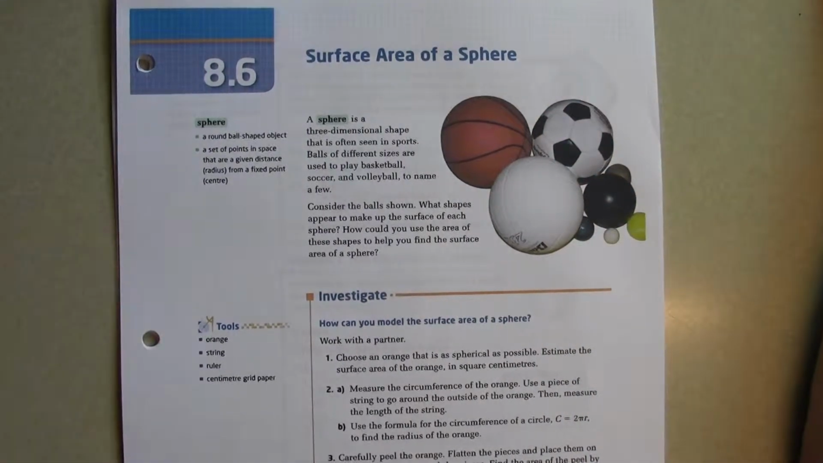The sphere is a three-dimensional shape that is often seen in sports. Balls of different sizes are used to play basketball, soccer, and volleyball, to name a few. Consider the balls shown. What shapes appear to make up the surface of each sphere? How could you use the area of these shapes to help you find the surface area of a sphere?